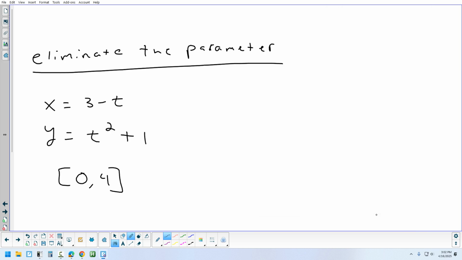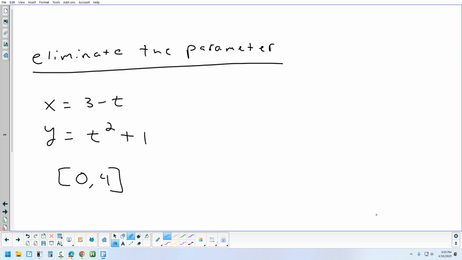All right, so next question we're going to look at is eliminating the parameter. When you have to eliminate the parameter, they'll give you 2 equations, one for x, one for y. And the goal when you're done is to have y equals without any t's on the other side. So what's our first step to eliminate the parameter? What's the first thing we do? Yep. Did you say solve for t? Solve for t in which equation? In the x one? Yep, in the x one.